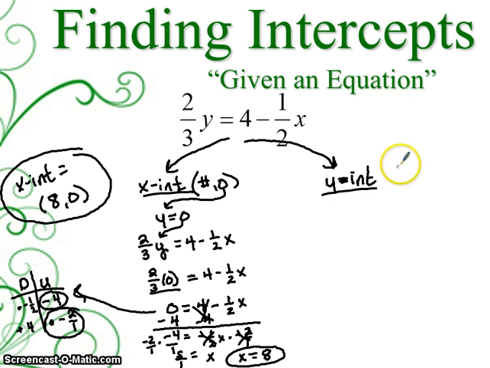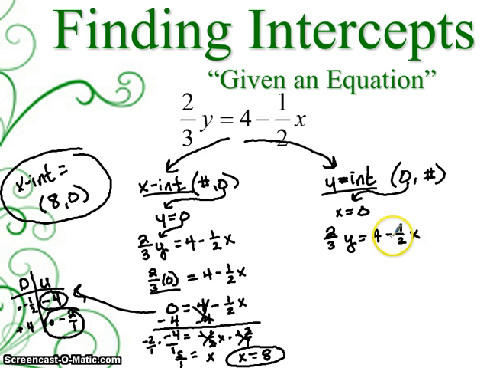For our y-intercept, we know that the layout of the ordered pair is 0, a number. That means that x is always equal to 0. So we'll take our equation, 2/3 y equals 4 minus 1/2 x, and we'll substitute 0 for x. We have 2/3 y is equal to 4 minus 1/2 times 0. Now, negative 1/2 times 0 is just 0, so we're just left with 4 on that side of the equation.